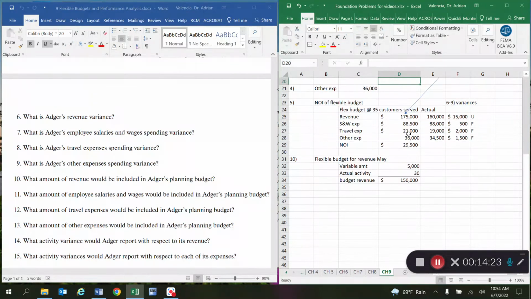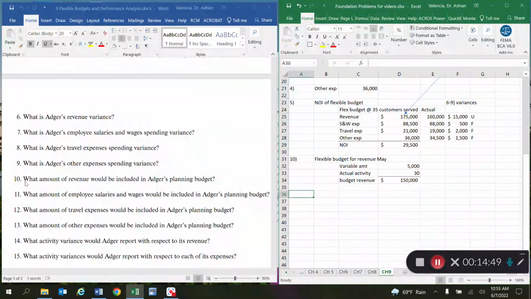But if you would have compared 150,000 to actual results, you would not be doing the right comparison, because this is based on 30 customers. This is based on 35 customers. And hence the importance of doing the flexible budget. 35 customers versus 35 customers. That's the way we want to do it. All right.